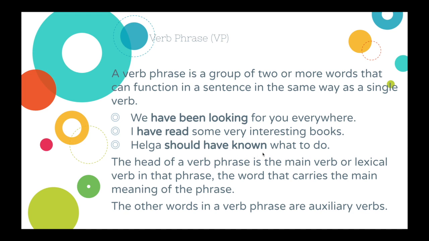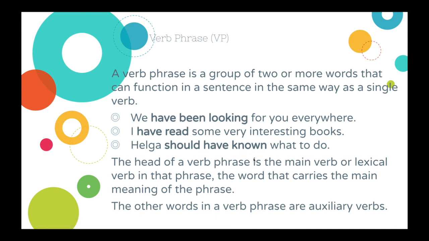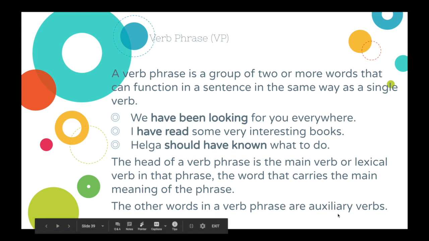I'm sure you're already familiar with this, because throughout your 10 years of learning English or even more, which is great, the only thing we really focus on is the verb, right? And I'm sure you already know what the lexical verb is, the main verb. And there's also something else: the other words, like have been, have, should have, also known as auxiliary verbs.